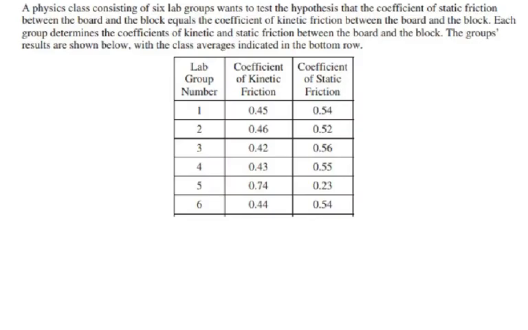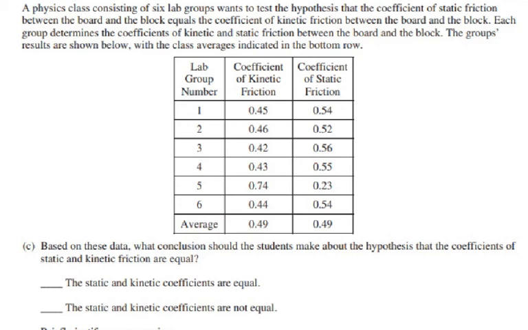For the next part of the question, they said that a physics class consisting of 6 lab groups wants to test the hypothesis that the coefficient of static friction between the board and the block equals the coefficient of kinetic friction between the board and the block. Each group determines the coefficient of kinetic and static friction between the board and the block. The groups' results are shown below, with the class averages indicated in the last row. So here we see the average in the table.